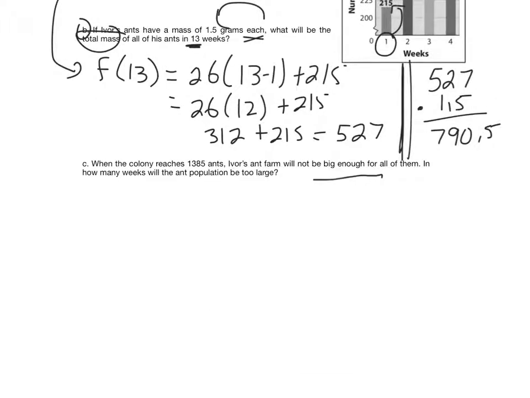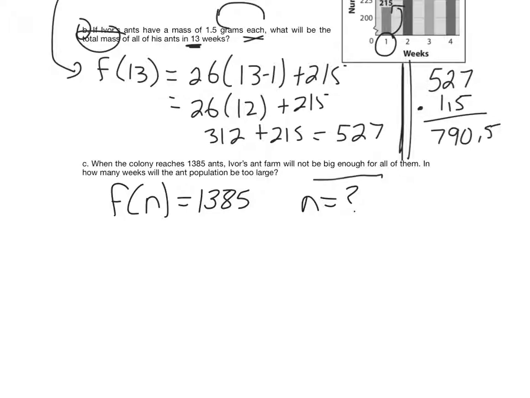When the colony reaches 1,385 ants, Ivor's ant farm will not be big enough for all of them. In how many weeks will the ant population be too large? So this time we're looking for the amount of weeks, and we're given the amount of ants. So this time we're given what f of n equals. We're looking for what n equals, right? So f of n is going to equal 1,385. We're looking for n, which stands for the number of weeks.